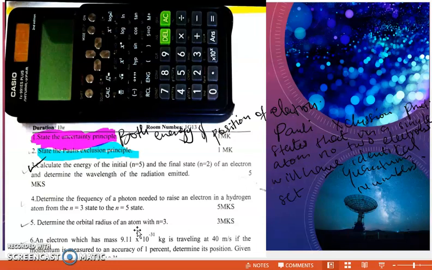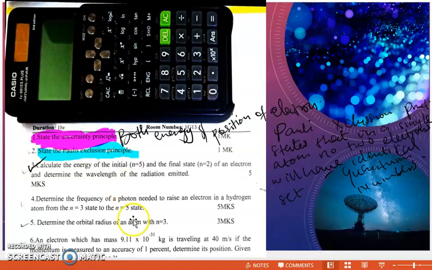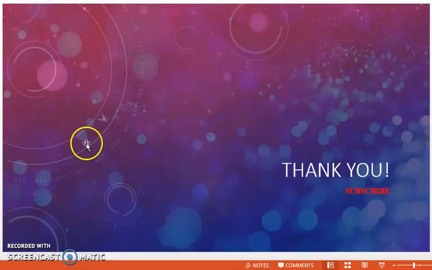Now, just like what we did in the first question, we calculated the initial and the final state. We find the difference in energy by taking its modulus, and after then we proceeded to find the wavelength. But in this case, we are not looking for wavelength, we are looking for the frequency. So let me show you what to do.